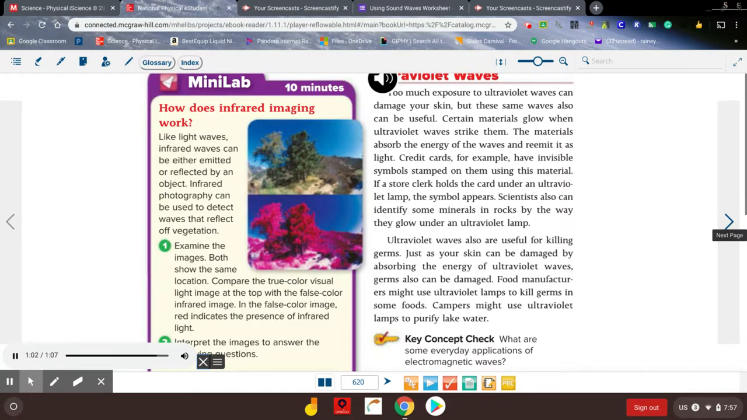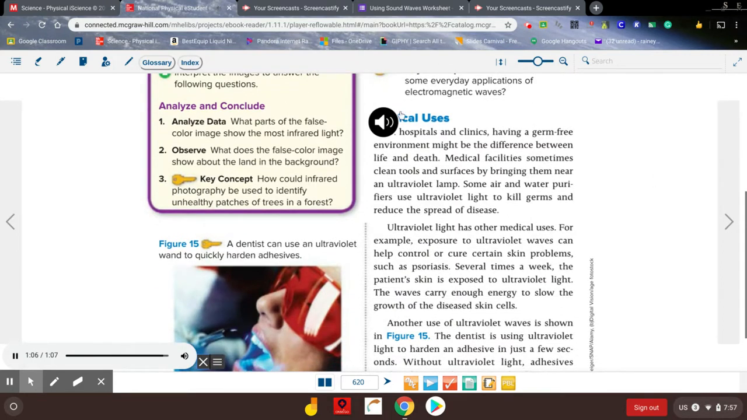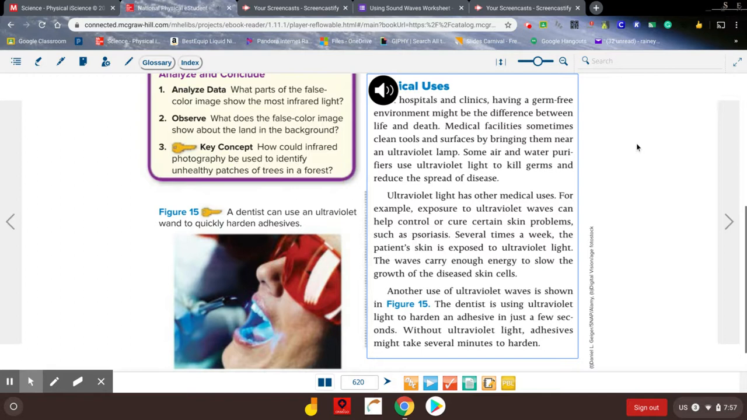Key concept check. What are some everyday applications of electromagnetic waves? Medical uses. In hospitals and clinics, having a germ-free environment might be the difference between life and death. Medical facilities sometimes clean tools and surfaces by bringing them near an ultraviolet lamp. Some air and water purifiers use ultraviolet light to kill germs and reduce the spread of disease.